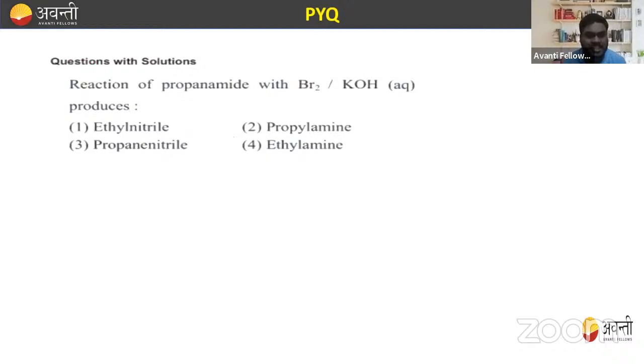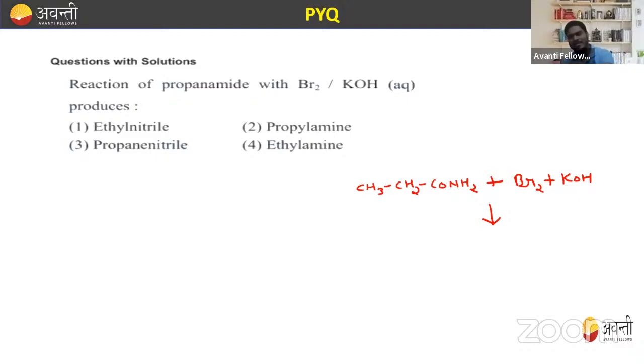Now, reaction of propanamide with Br2 and KOH. We know that what is this? This is CH3, CH2, and CONH2, right? And reaction of propanamide with Br2 and KOH, right? Then what will take place? Can you please tell me the name of this reaction, beta? What is the name for the particular reaction? Yeah, that is Hofmann's bromamide degradation.